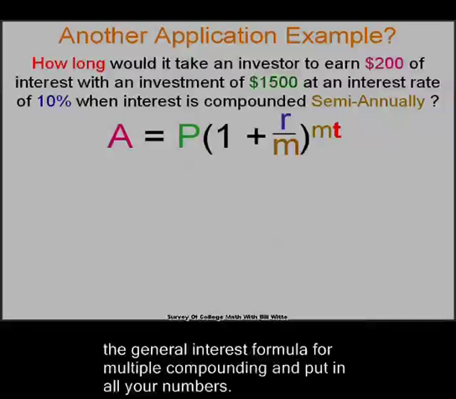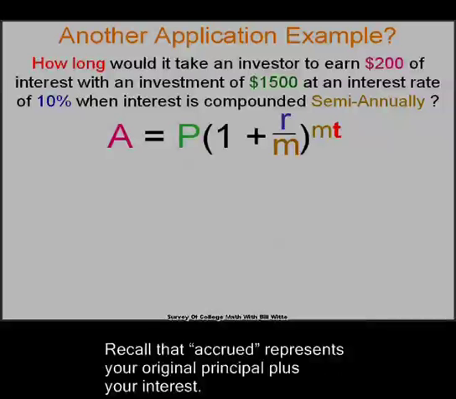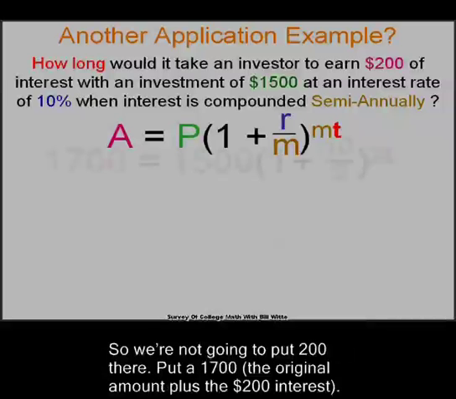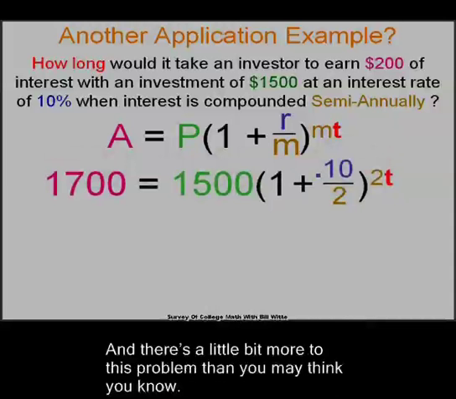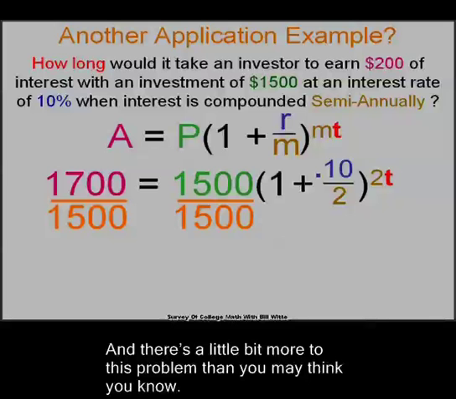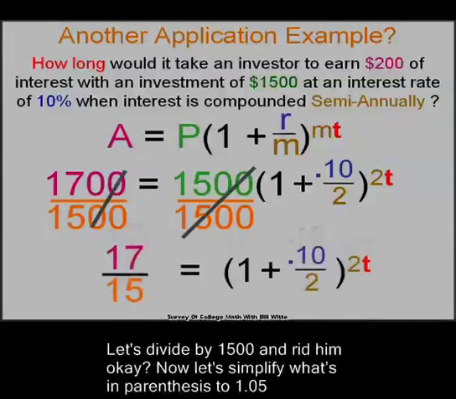Now, the accrued number might be a little bit tricky. Remember, accrued is your original principal plus your interest. So we're not going to put a 200 there. We're going to put a 1,700. Accrued is original amount plus your interest. There's a little bit more to this problem than you may think. I'm going to divide by 1,500 to get rid of it. That'll go away. And I can divide those zeros out of there. Now, let's replace that with 1.05. That's what 1 plus 0.10 divided by 2 is, 1.05.